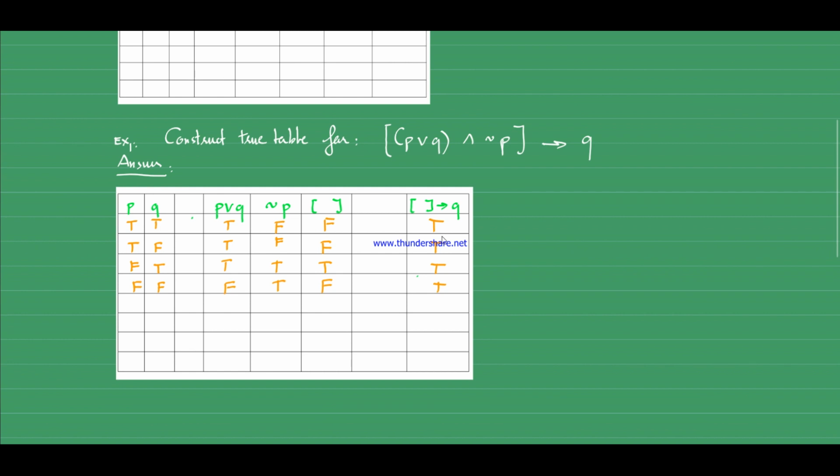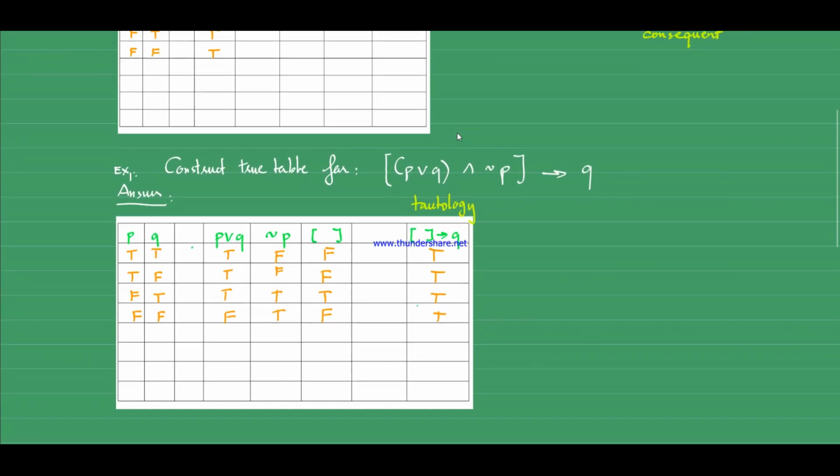If the whole thing is true, what do we have over here? This compound statement, this conditional statement over here, we call that a tautology. So this is a tautology right here. This is a tautology because the if-then statement turned out to be true for all of them. Okay, tautology, because it all turned out to be true.